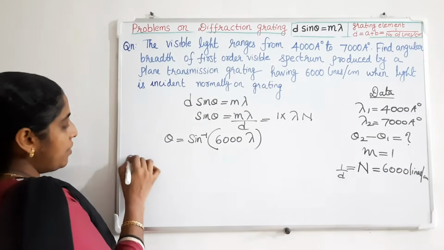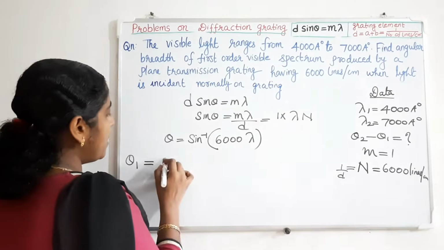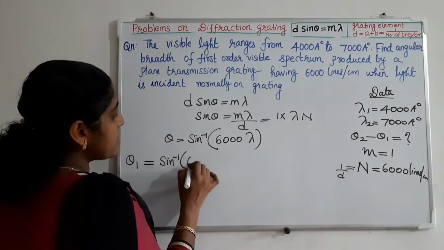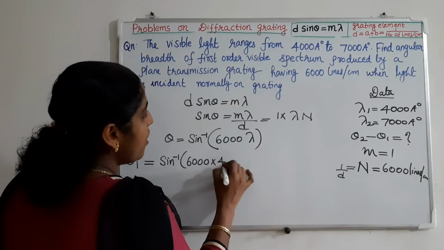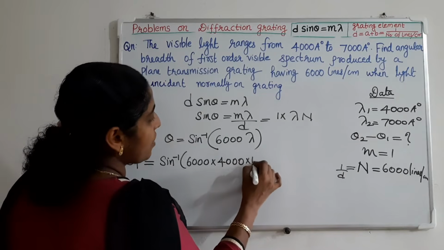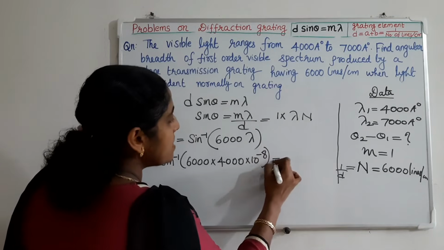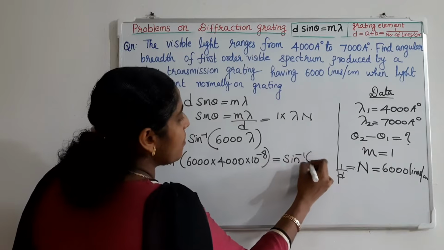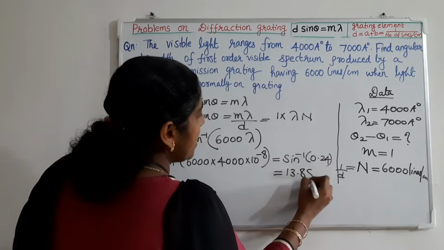Now we can find out the angle of diffraction corresponding to the wavelength lambda 1, that is sine inverse of 6000 into lambda 1. Lambda 1 is 4000 Armstrong, that is 4000 into 10 raised to minus 8 centimeter, that is equal to sine inverse 0.24, that is equal to 13.88 degree.